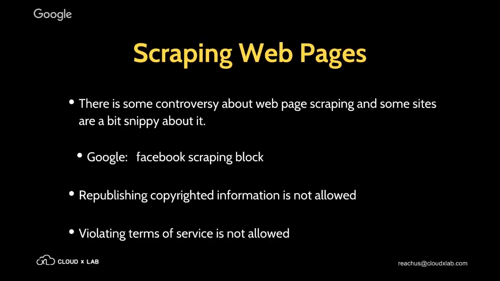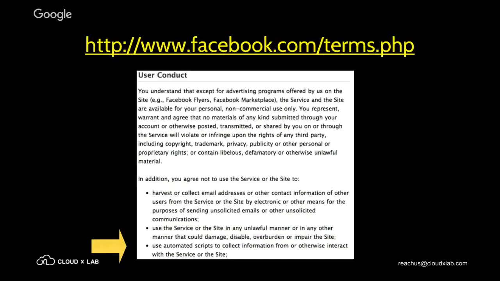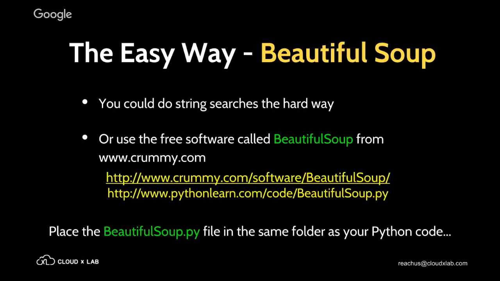So there is some controversy about web page scraping, and some sites are a bit snippy about it. With Facebook, Google is blocking Facebook, and Facebook is blocking Google from scraping their data. Republishing copyright information is not allowed, and violating terms of service is also not allowed. Okay, so before scraping data using Python, always go through the terms of service.